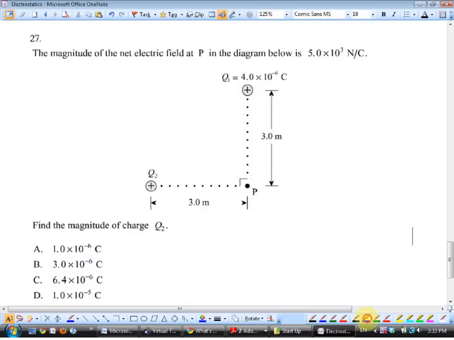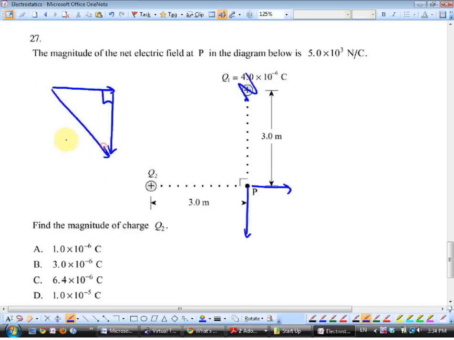Okay. Temporarily ignore that charge. What direction is this electric field exerting right there? Down. Temporarily ignore this charge. We're going to end up adding those two together tip to tail, and we're going to have something like this. That plus that, and then the resultant will be right there, and I'll use Pythagoras.